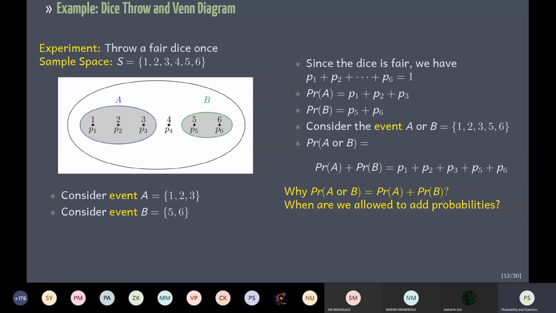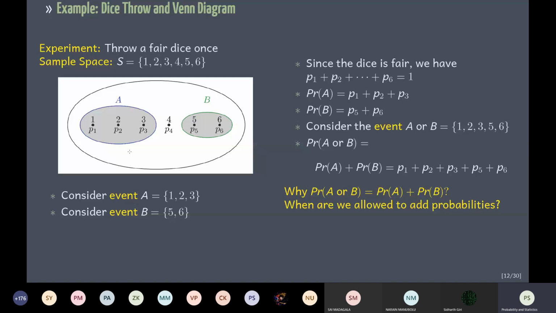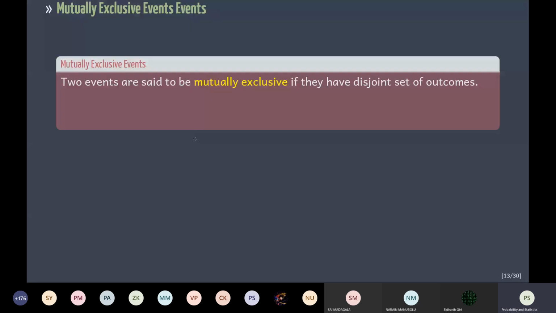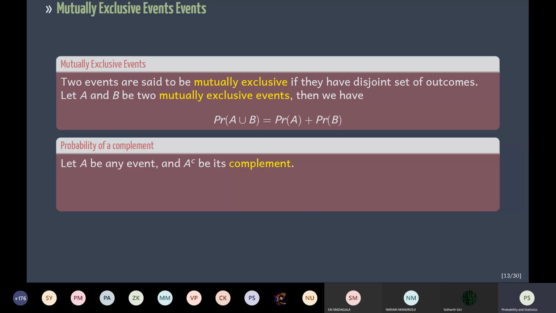So when are we allowed to add probabilities? Well, as I said, we are allowed to add probabilities when we have disjoint events. We have seen this before. Two events A and B are said to be mutually exclusive if they have disjoint sets of outcomes. And if A and B are two mutually exclusive events, then the probability of A union B is the probability of A plus the probability of B.